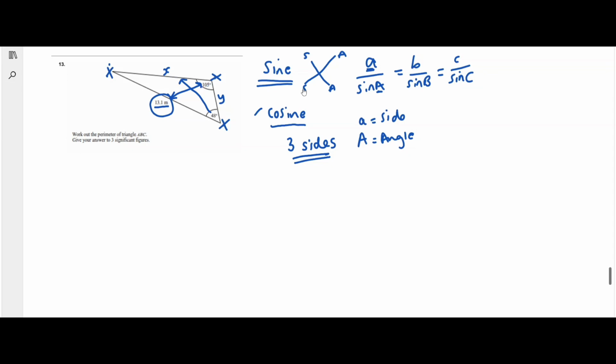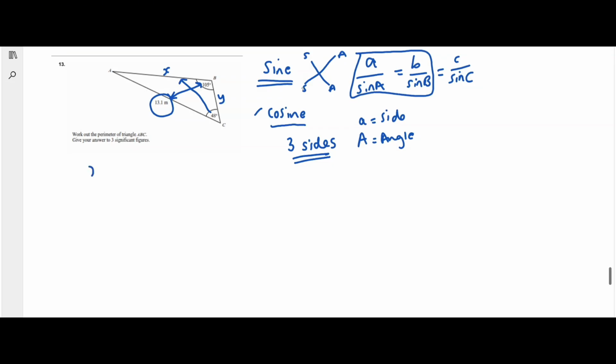Okay, so we're going to use that now. I'm just going to get rid of my... You don't have to cross the sides out in your exam. I was just giving that to you as an example. So I am going to use this part of the formula here to find side x.